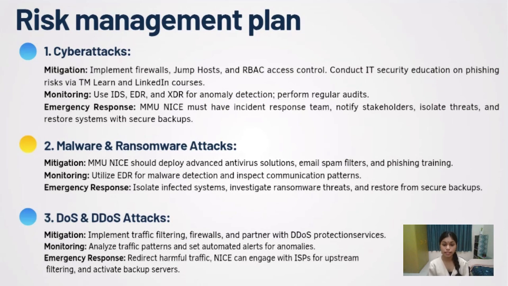Next up is DDoS and DoS attacks. These attacks can overwhelm MMU's network, leading to downtime and service disruptions. So, to mitigate, MMU should implement traffic filtering, firewalls, and partnerships with DDoS protection services to help prevent these attacks from impacting operations. As for the monitoring plan, traffic analysis tools and automated alerts should be used to detect unusual activity and trigger protective measures. During an attack, harmful traffic should be redirected, and MMU can collaborate with the ISP for upstream filtering while activating backup servers to maintain operations.